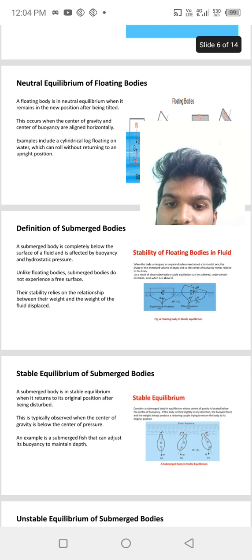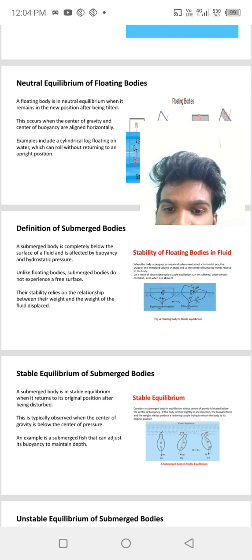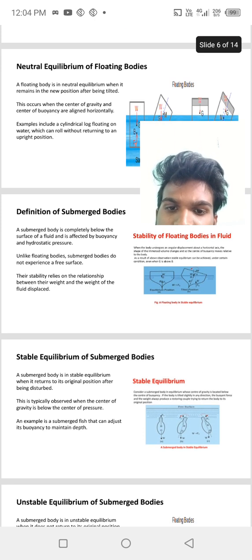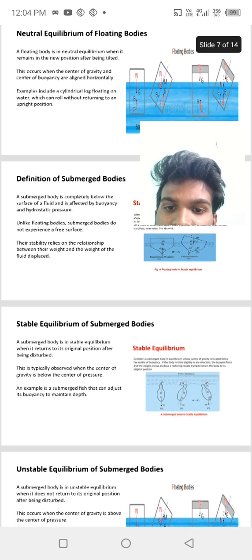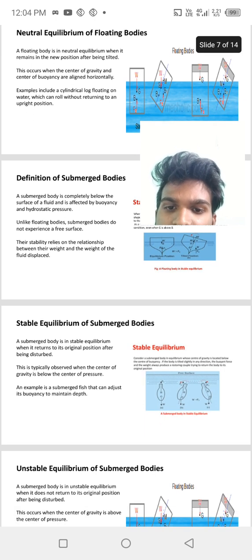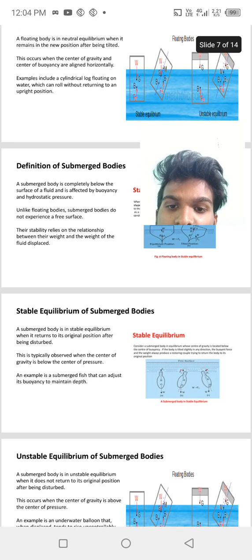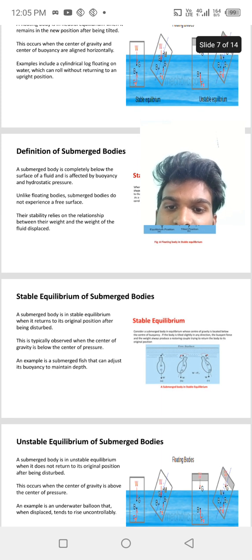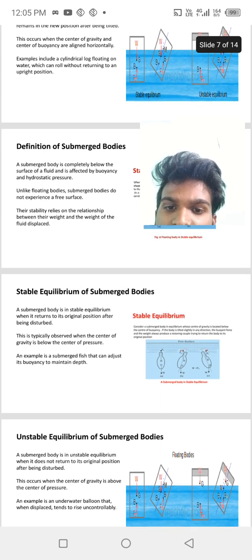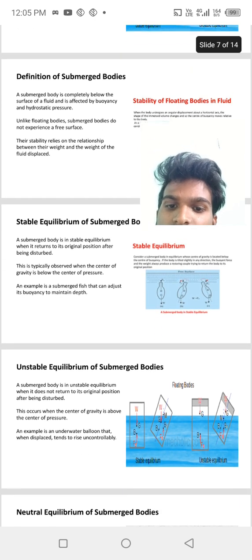Stable equilibrium of submerged bodies. A submerged body is in stable equilibrium when it returns to its original position after being disturbed. This is typically observed when the center of gravity is below the center of pressure. An example is a submerged fish that can adjust to maintain depth.